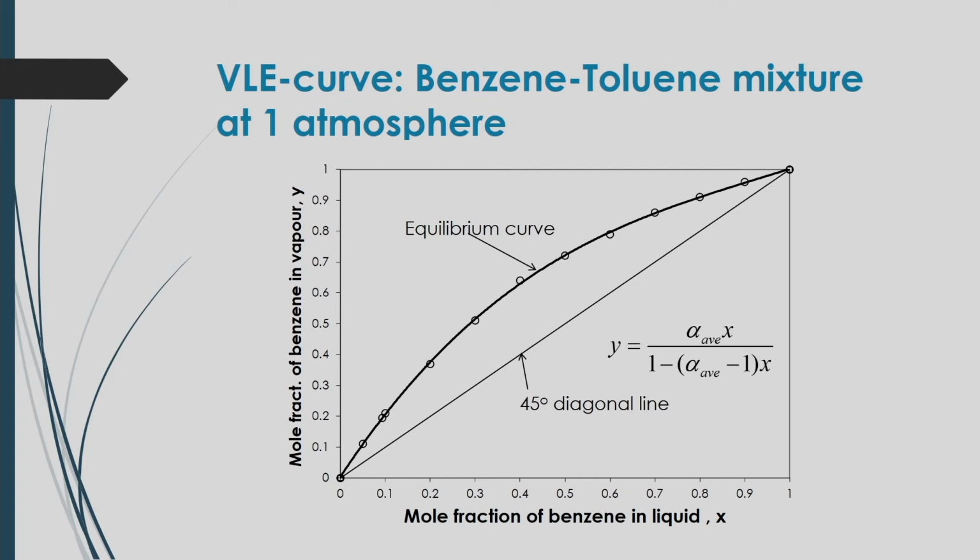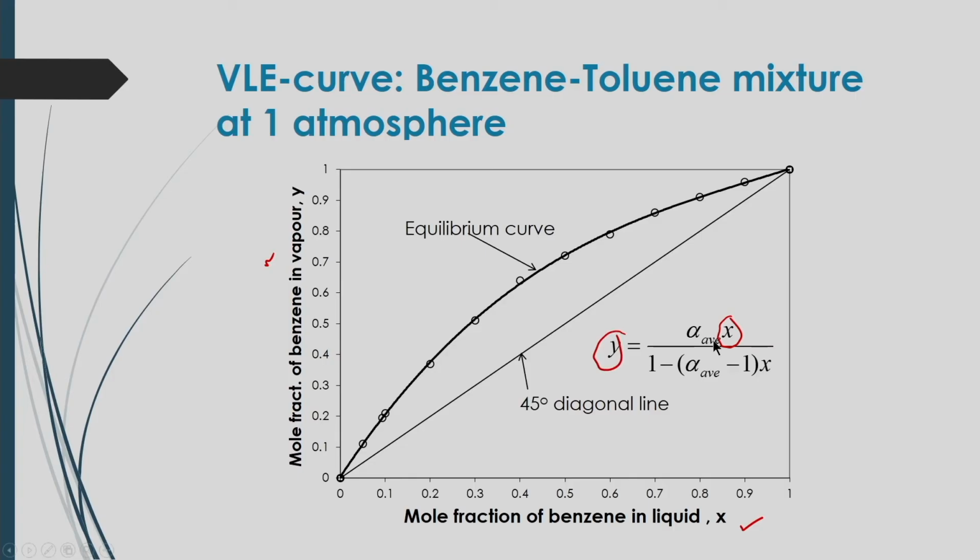Suppose we consider benzene. The mole fraction of benzene in the liquid can be represented as x and the mole fraction of benzene in the vapor as y. As per the equation y = alpha x / (1 + (alpha - 1) x), if the mole fraction goes from 0 to 1 and you change x in the liquid phase accordingly, you will get the corresponding y value.